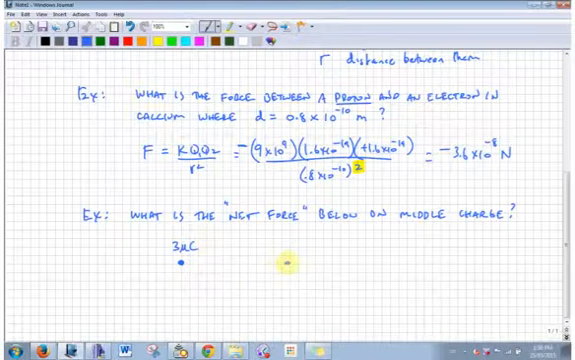Anyone remember what that funky little mu is? Micro, yes, good. 1/1,000,000th of a coulomb. Micro.